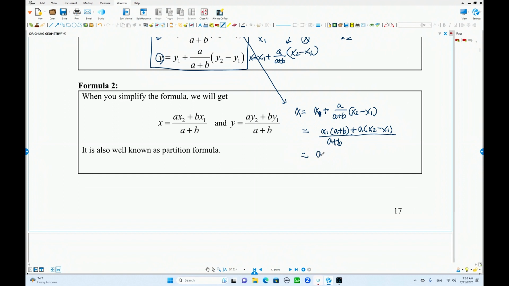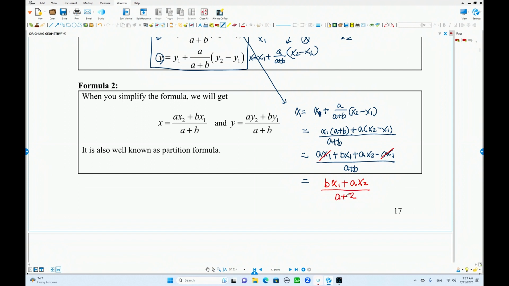A times x1 is a x1. B times x1 is b x1. A times x2 and a times x1 over a plus b. Okay, keep going. A x1 is cancelled out. I'm going to use a different color. This is cancelled out. So what I got finally is b x1 plus a x2 over a plus b.